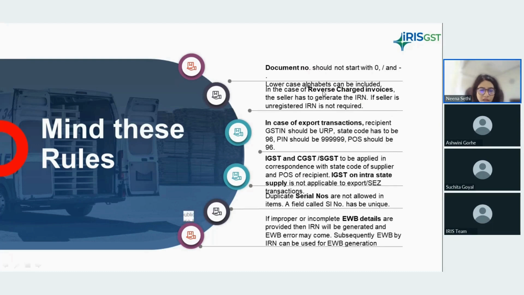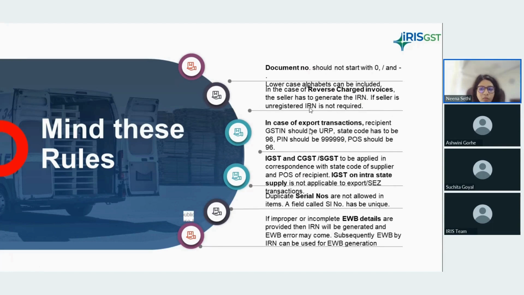Then also you need to have a check in your system that even if it's a reverse charge, you need to push that invoice to generate the IRN. In case the seller is unregistered, then IRN will not be required. But if you are a registered seller and you have a reverse charge transaction, then you have to generate the IRN.